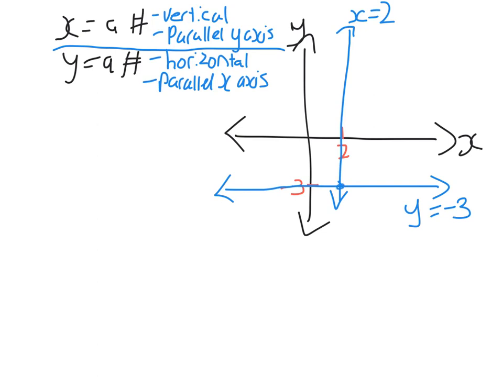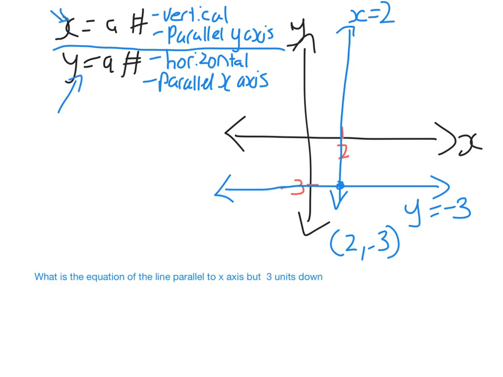Now these two lines happen to have a point of intersection, and the point of intersection is 2, negative 3. So if I was asked a question like find the equation of a line that's parallel to an axis, it's going to be one of these. It's a special case, not like the previous ones.